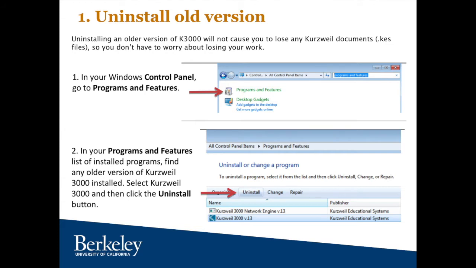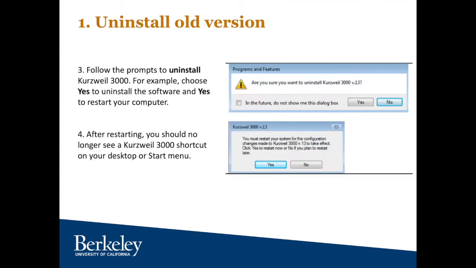Select Kurzweil 3000 and then click the Uninstall button. Follow the prompts to uninstall Kurzweil 3000. For example, choose Yes to uninstall the software and Yes to restart your computer. After restarting, you should no longer see a Kurzweil 3000 shortcut on your desktop or Start menu.